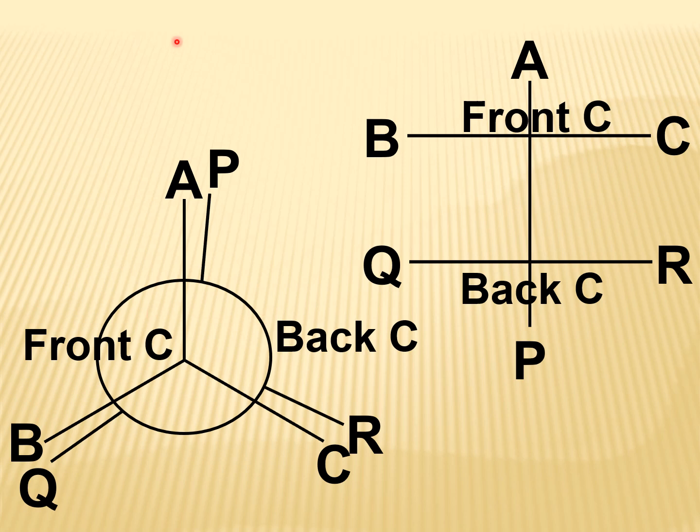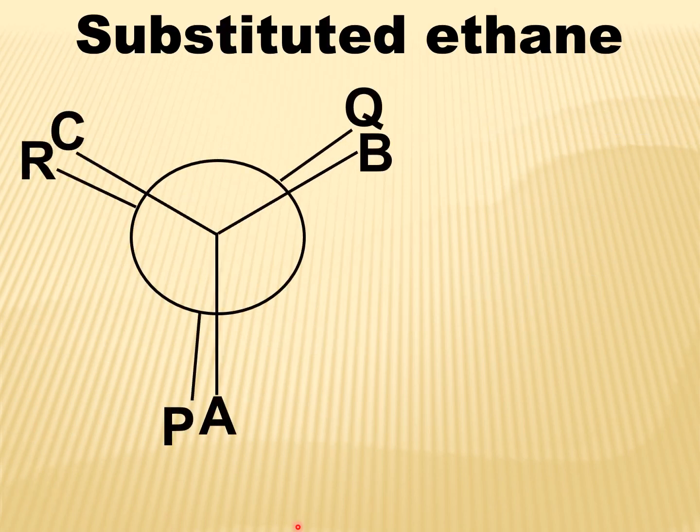Now instead of drawing like this, we can draw the Newman in another way. These groups A and P can be projected downward also like this. Okay, the same thing. You just rotate the earlier figure, you will get this one. So it's the same thing. A and P are projected downwards. Then you have B to the right, C to the left, and you have R to the left, Q to the right. So how will you represent this in the Fisher projection?